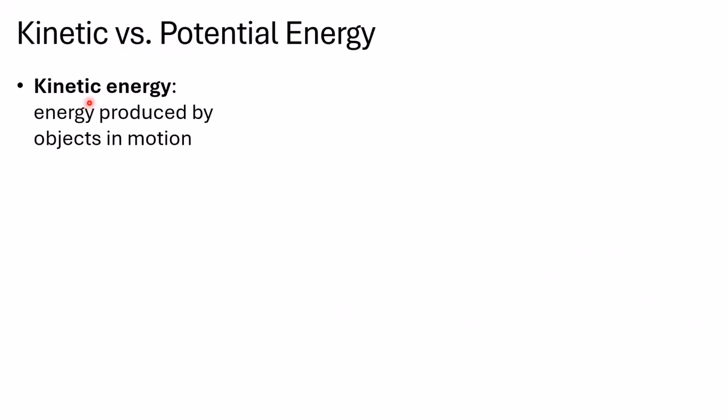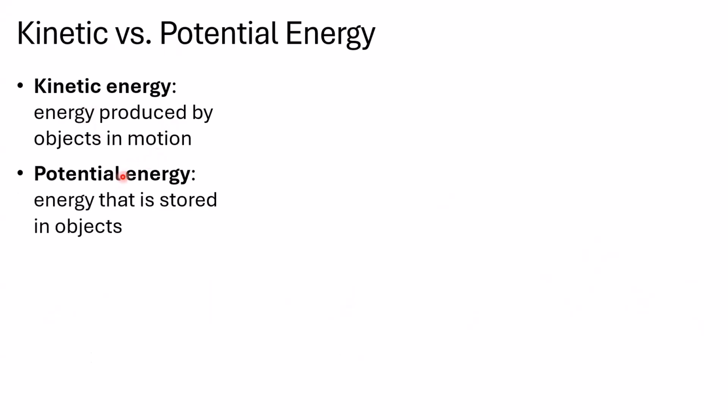While energy can take on many different forms, we usually divide energy into two different types. One is kinetic energy, which is energy produced by objects in motion. The other is potential energy, which is the energy that is stored in objects. These two types of energy can be converted into one another.